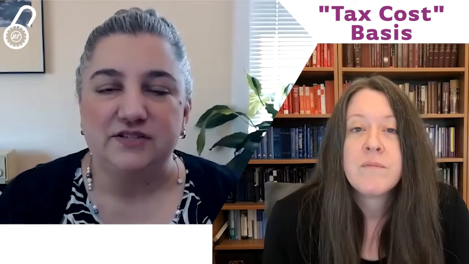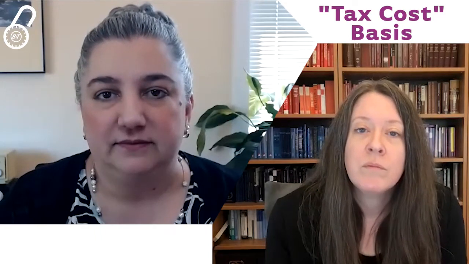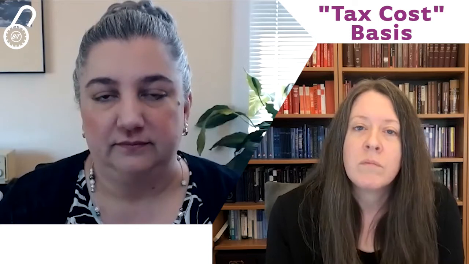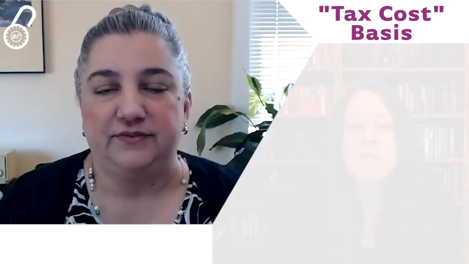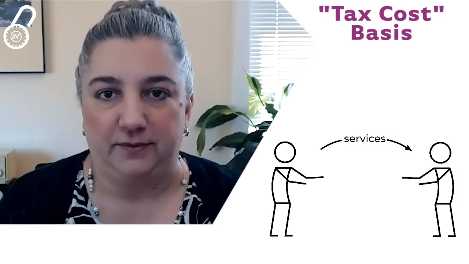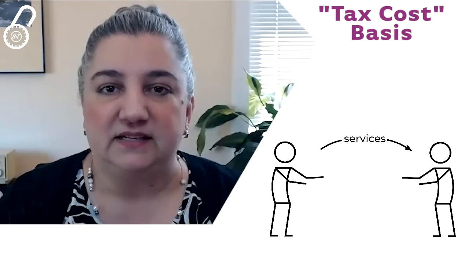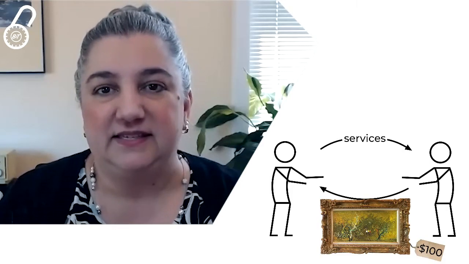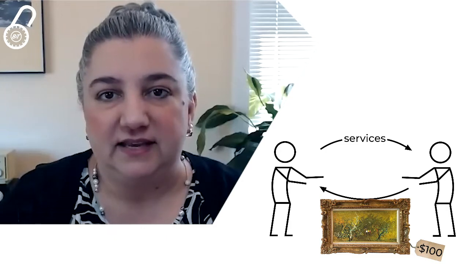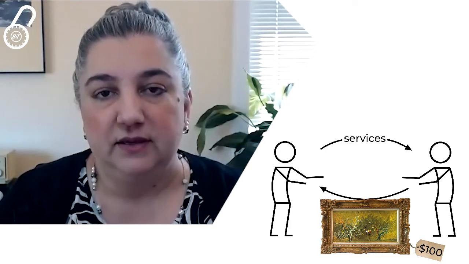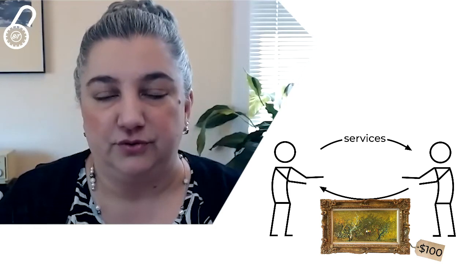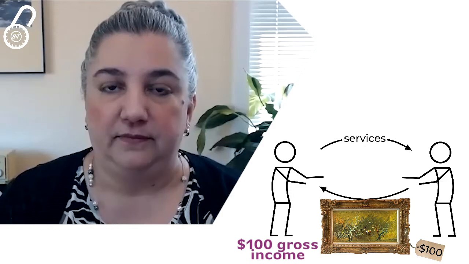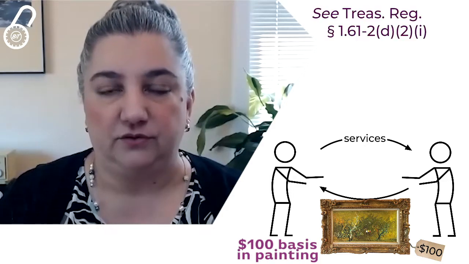Let's go through that. So tax cost basis is the idea that the basis the taxpayer receives equals the amount of gross income the taxpayer had from the transaction. The classic baseline example is if the taxpayer performs services and is paid in property. So for example, the taxpayer's employer provides a bonus, let's say, in the form of a painting instead of in the form of cash. And so let's say the painting is worth $100. Well, the taxpayer has $100 of gross income. That's based on Code Section 61 and the regulations under Section 61. Then as a corollary, the taxpayer takes a $100 basis in the painting.